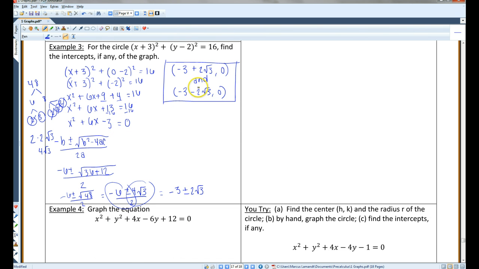I apologize. I apparently did not give you guys enough room for this problem. I'm going to have to spill over a little bit into this box over here. I'll try not to take up too much space. Okay?